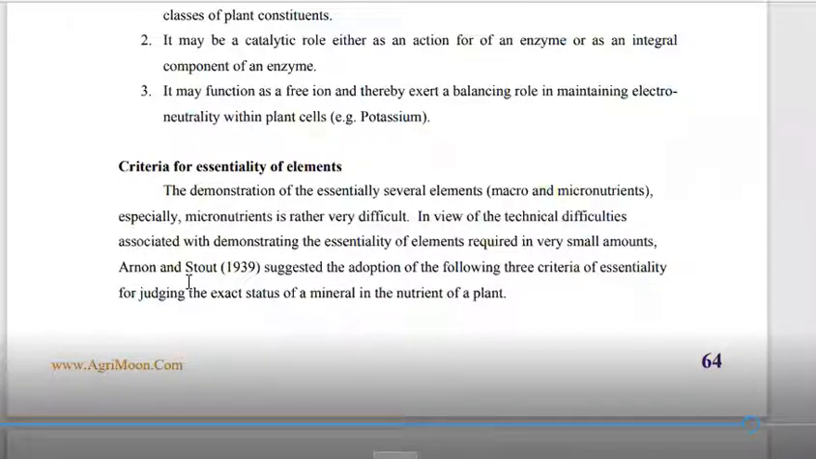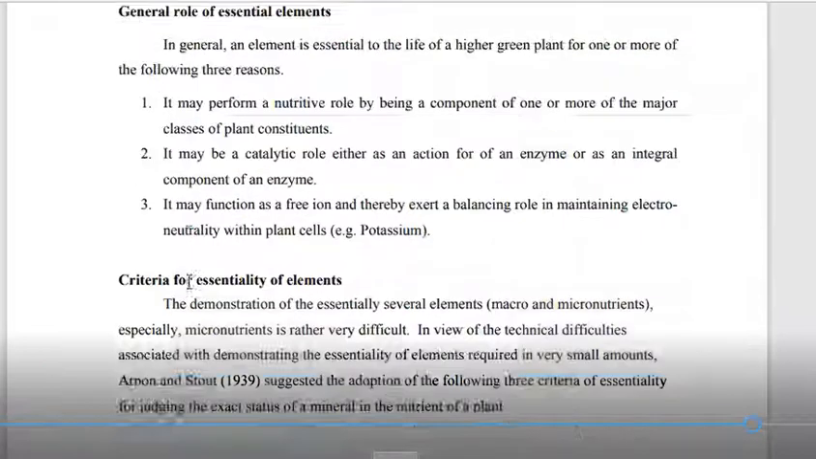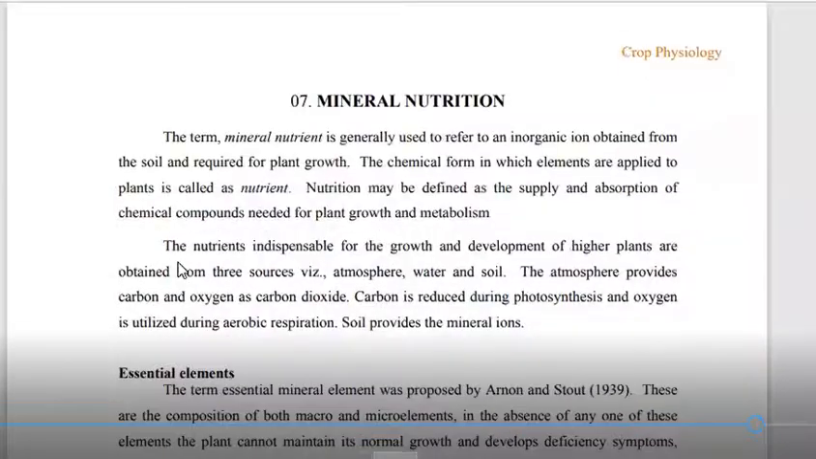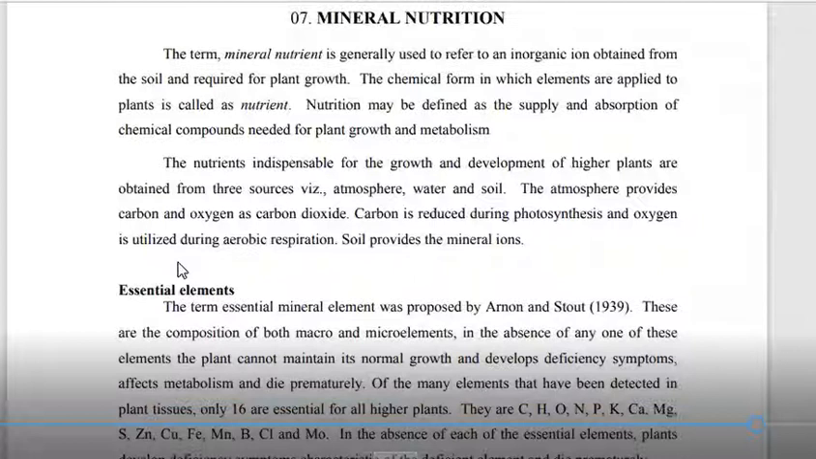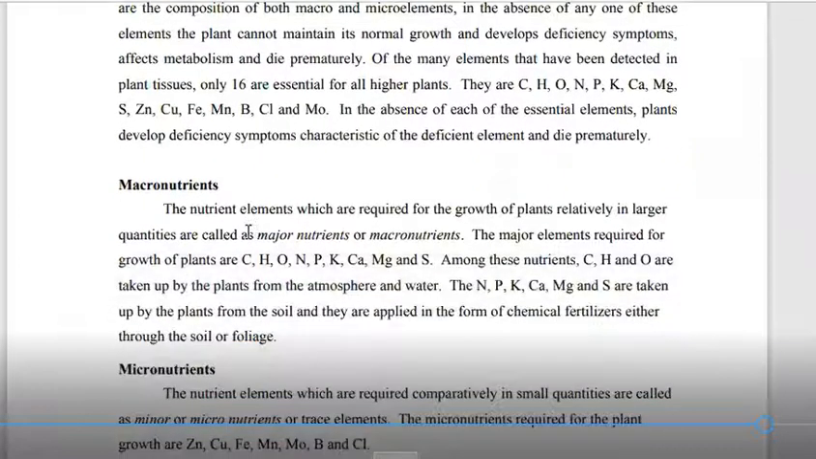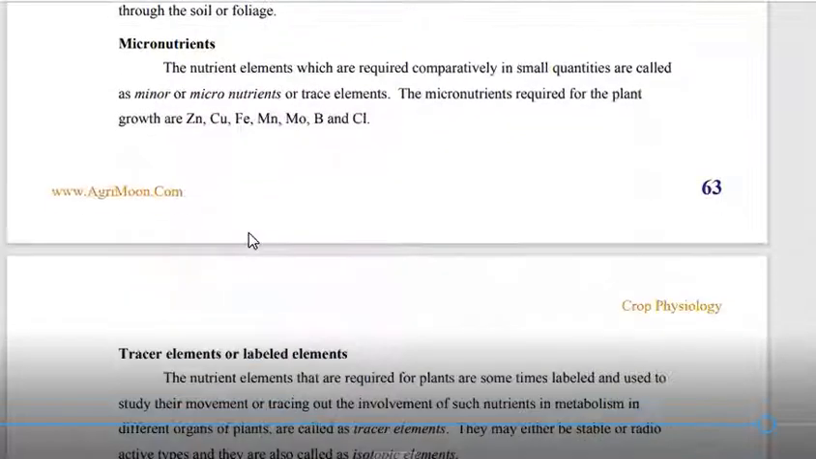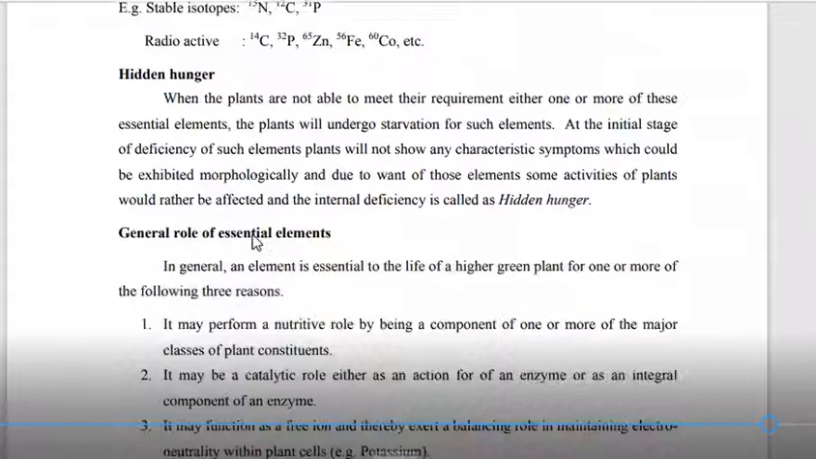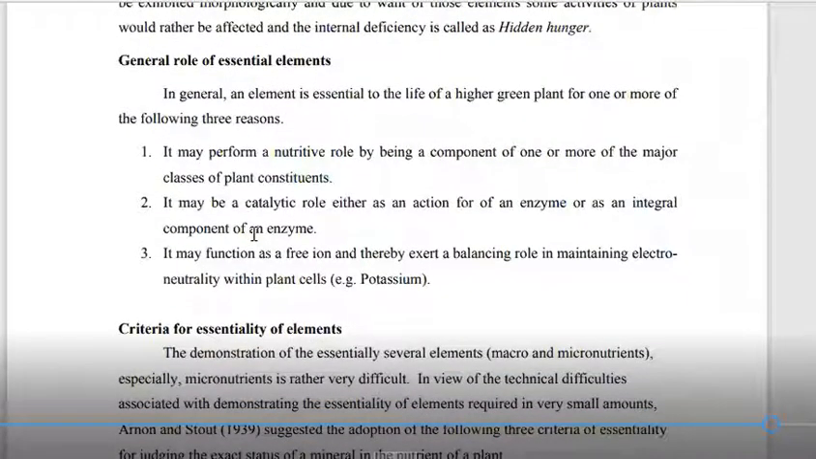So these are the parts we covered today. First, what is the meaning of mineral nutrition; then the definition of essential and non-essential elements; then the criteria given by Arnon and Stout; then the essential elements, that is 16 elements, and their sub classification into macro elements and micro elements; and lastly we discussed the meaning of hidden hunger and the general role of essential elements. So this is the topic we covered today.